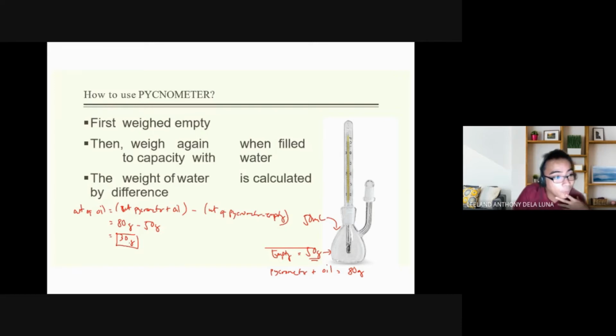Question, ano ang volume ng oil ko? What's the weight? What's the volume? Again, class, pag gagamit ka ng pycnometer, kailangan mo punuin to. So whatever is the maximum volume capacity ng pycnometer mo, pupunuin mo yan, if you want to get the specific gravity of your substance. Alright? And what's the volume of this? So to be the volume of the oil.